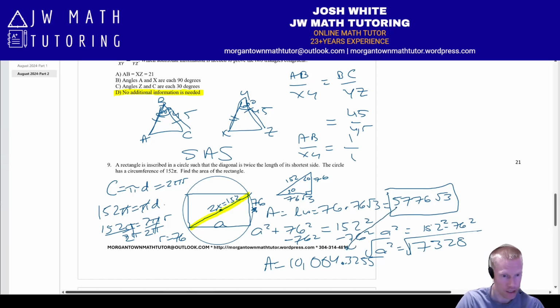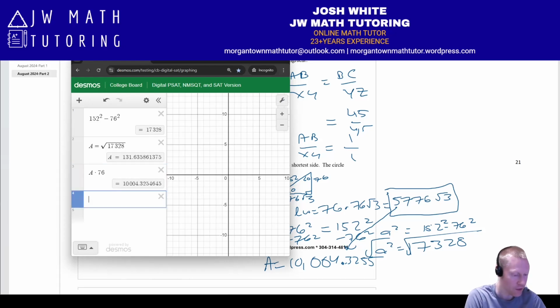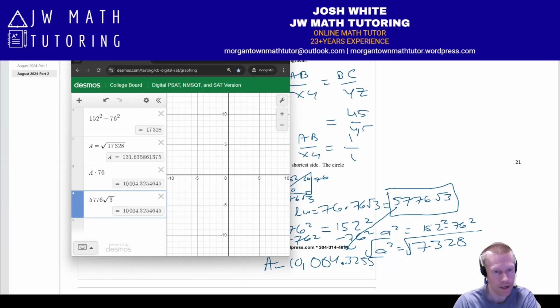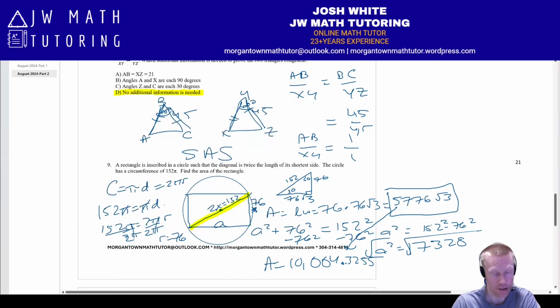And we can just go back to Desmos to confirm this. So for example, 5776 square root 3. Okay, see, we get the exact same number. It matches up perfectly. All the decimal places it displays are identical. So if you did not recognize that it's a 30, 60, 90 triangle and instead you used the Pythagorean theorem to find the third side, that's perfectly fine. You just have to do a little extra work of, once you find the area, figuring out which answer choice is the same decimal equivalent as the number that you get, the 10,004 point whatever, 3255.